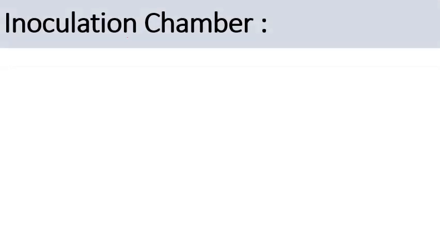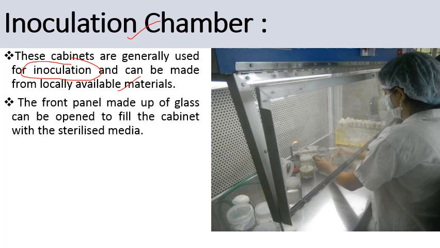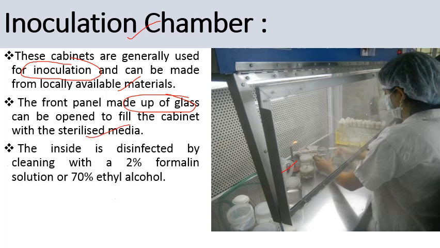Next comes inoculation chamber. These cabinets are generally used for inoculation and can be made from locally available material. Its front panel is made up of glass, that can be opened to fill the cabinet with sterilized media. The inside is disinfected by using certain solutions, like 2% formalin solution and 70% ethyl alcohol. These solutions are used to sterilize the surface.